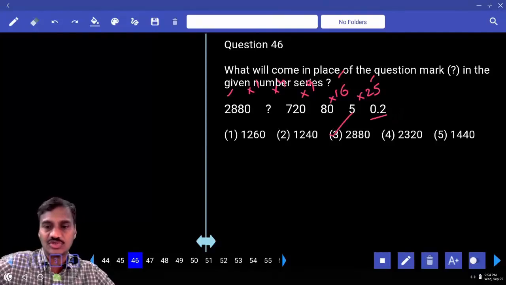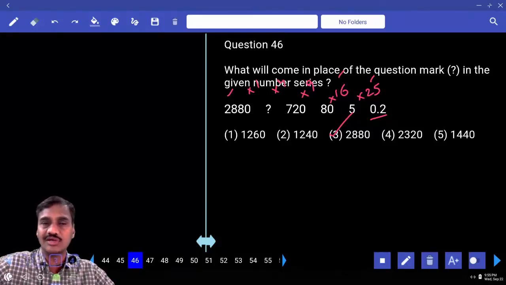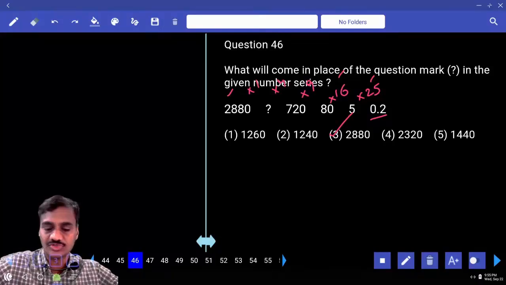Otherwise, if you think of it as division, it would be divided by 1, divided by 4, divided by 9, divided by 16, divided by 25. And multiplication is always easier when compared with division. That's why check in reverse.